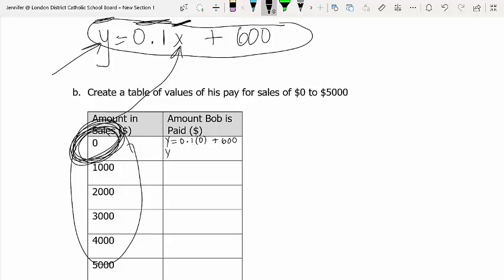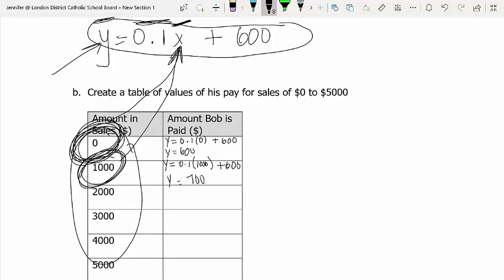Now we do the math. Y equals, 0.1 times 0 is 0, so we're just left with 600. So if Bob makes $0 in sales one week, he's paid $600 for that week. Let's see how much money he makes if he makes $1,000 in sales. I'm going to plug $1,000 into the X spot. So 0.1 times 1,000 is 100, plus 600 is 700. So if he makes $1,000 in sales, he ends up making $700.